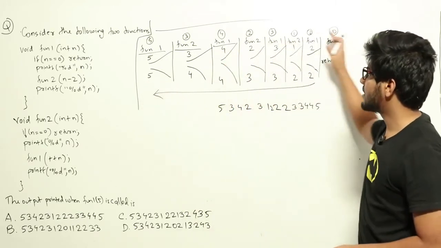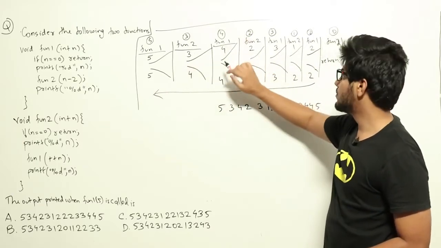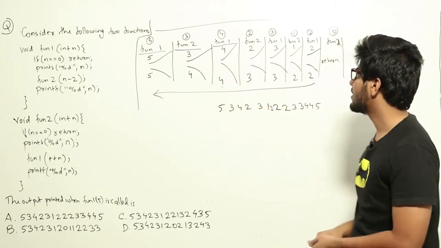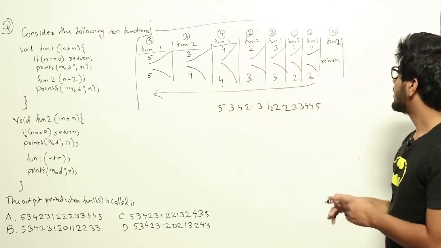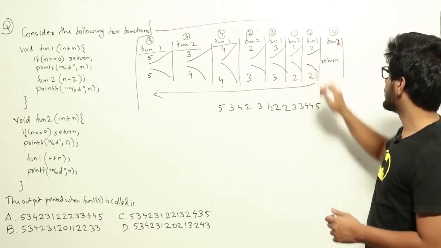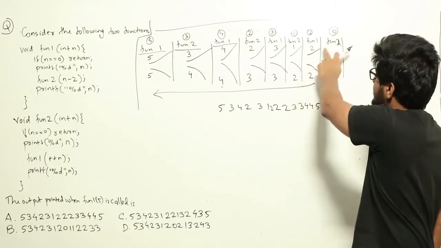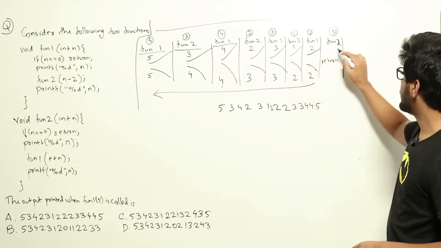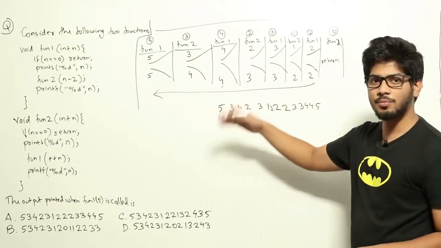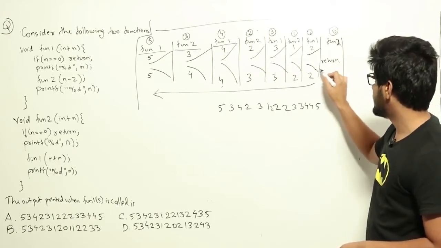Now we can keep on writing it like this. From here, it was calling fun1 with value 4, it will print 4, call fun2 with value 2, and then print 4 again. It keeps on going here until we call fun1 with value 2. It will call fun2 with value n minus 2, that is 0. Now when it is calling fun2 with value 0, that is the return condition. So at that point, it won't be calling these functions anymore. It will just return without printing anything. And then it will come back.